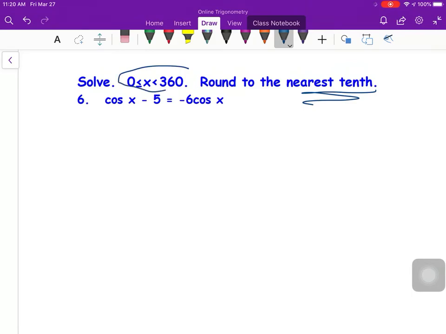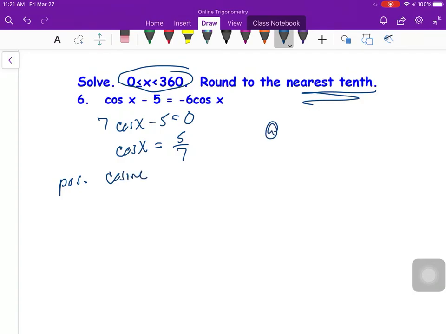This one says round to the nearest tenth again. We're still in degrees. I'm going to move all of the cosines to one side by adding a 6 cosine x. Gives me 7 cosine x minus 5 equals 0. Isolating the cosine, I get cosine x equals 5 over 7. Cosine is positive. Cosine is positive in quadrant 1 and quadrant 4. To get my reference angle, I have to take the inverse cosine of 5 over 7.